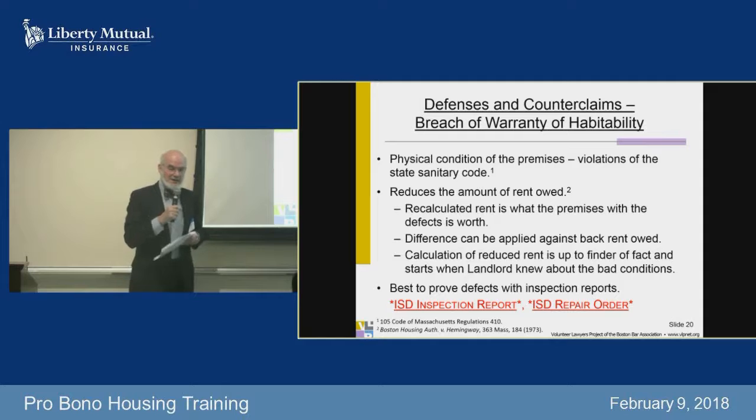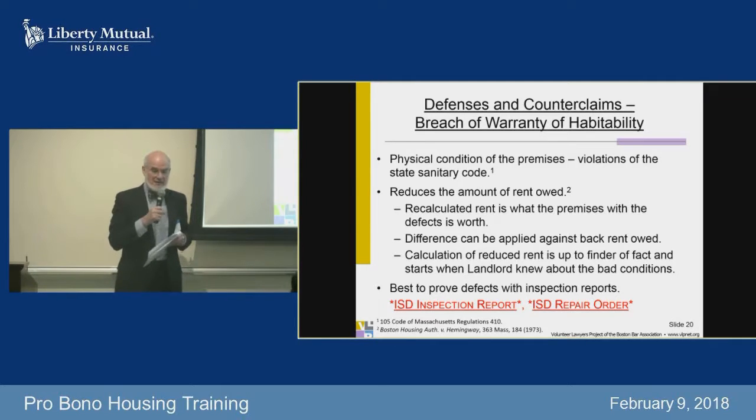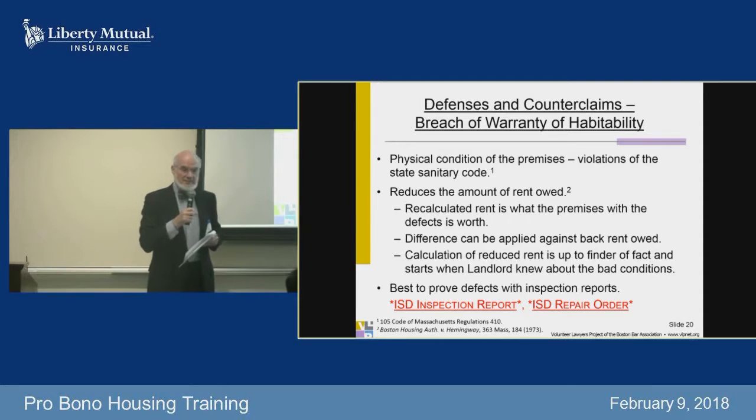So sometimes clients come in before the whole eviction process has started, and they talk about their landlords that have been doing certain bad things. Is it recommended to recommend them to go get an ISD inspector as soon as possible?